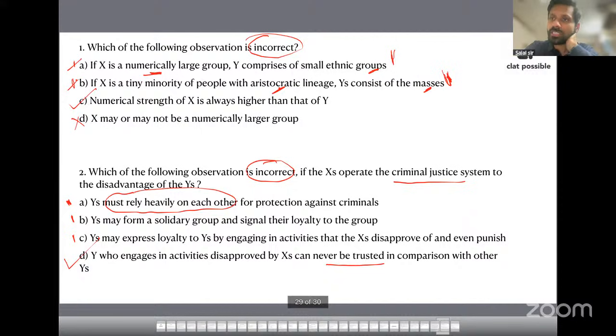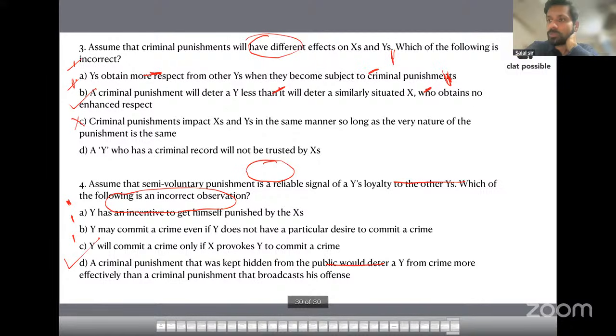Okay, let's do the third question here. And you do realize that they are not difficult as such. They are inference questions in a way. So there are two more, third and fourth.